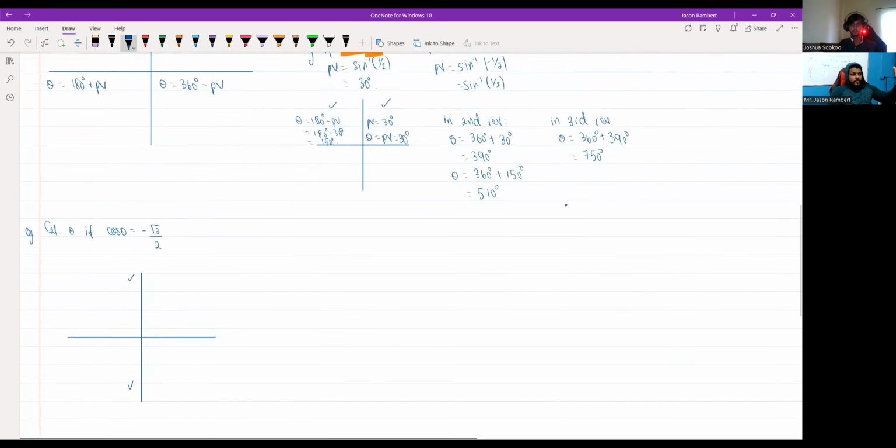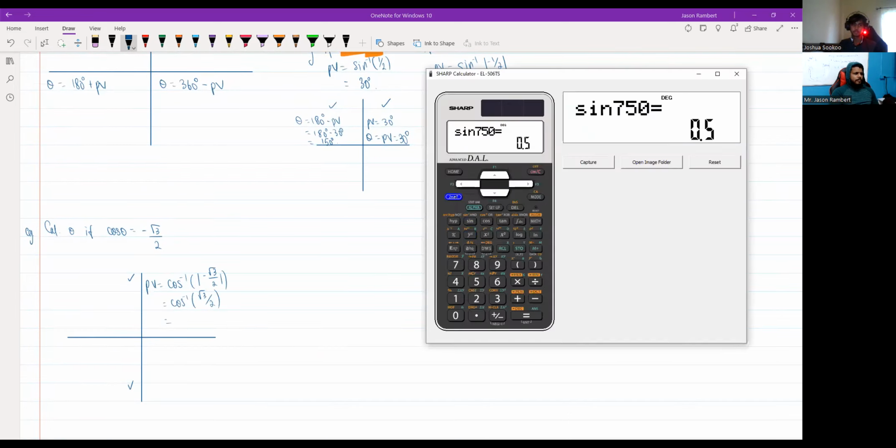Same principle as before. Calculate your principal value first. My principal value is equal to cosine inverse of the modulus of minus root 3 over 2, which is cosine inverse of root 3 over 2. So when I check that on my calculator, cosine inverse of root 3 divided by 2, I get 30 degrees.